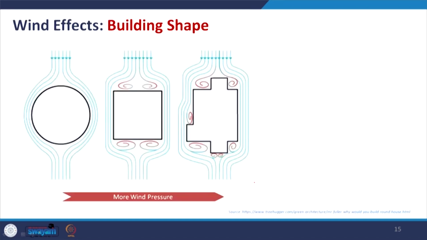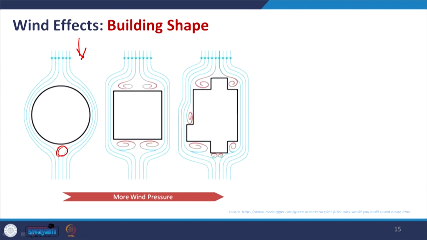Now, coming to the basic building shape. What exactly is happening? If we have a circular one and this is your prevailing wind direction, due to this curvature, wind follows the surface and there is no negative pressure or suction created at the opposite side. So, this is one of the preferred shapes that we can go for in a windy area.